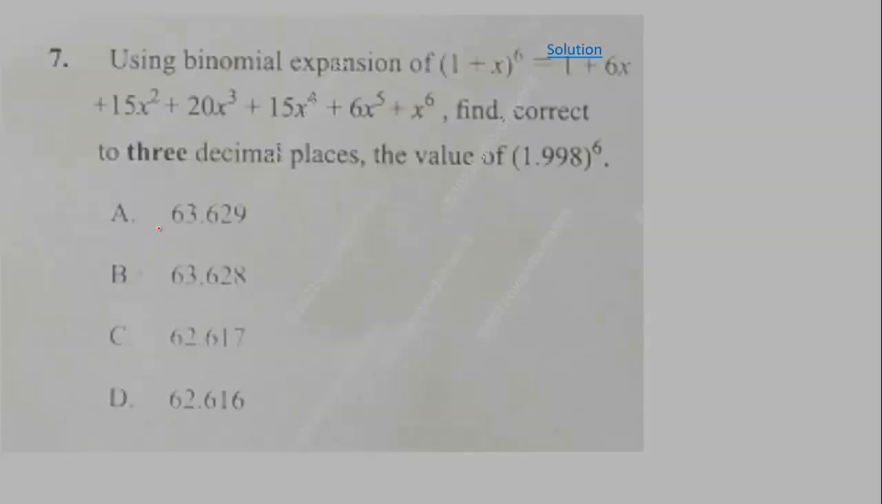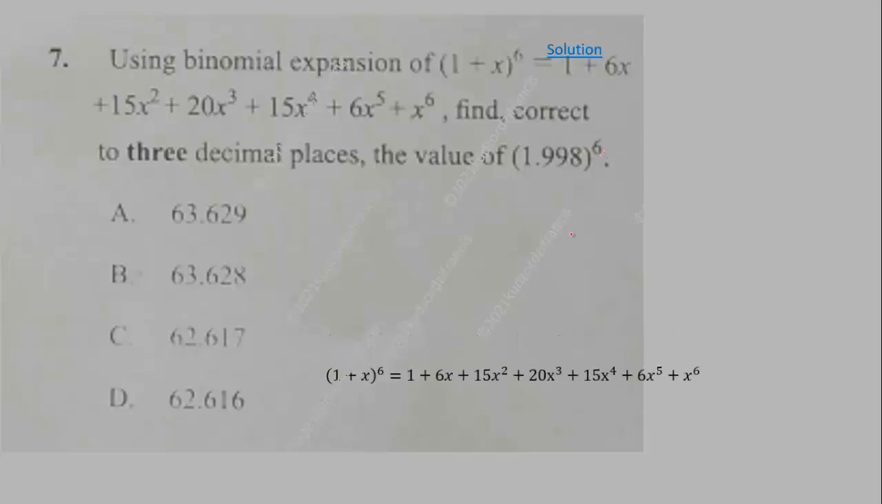Now we have question 7 here. Using the binomial expansion of 1 plus x exponent 6 is equal to 1 plus 6x plus 15x squared plus 20x cubed plus 15x exponent 4 plus 6x exponent 5 plus x exponent 6. Find correct to 3 decimal places the value of 1.998 exponent 6.